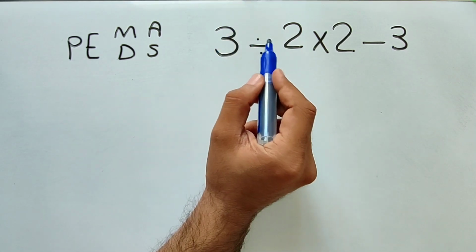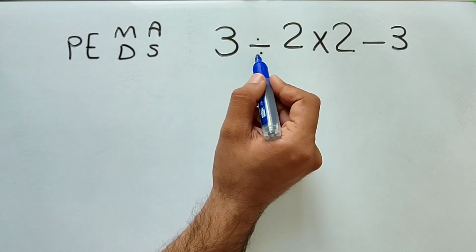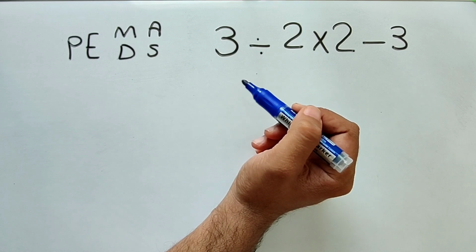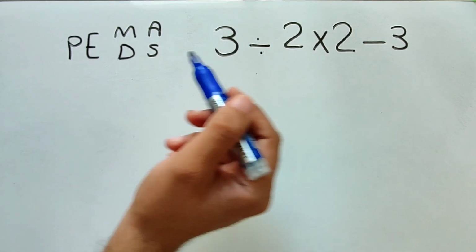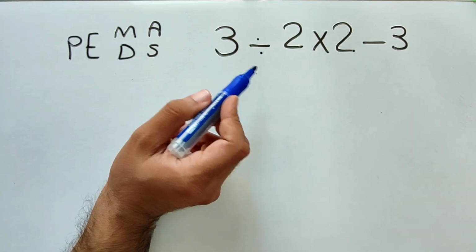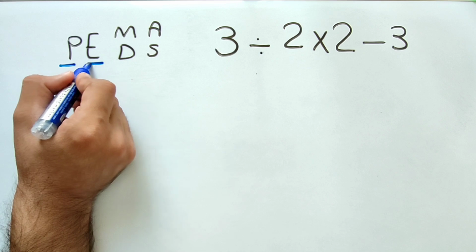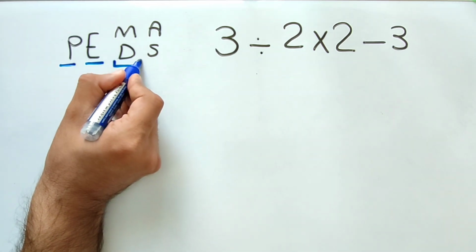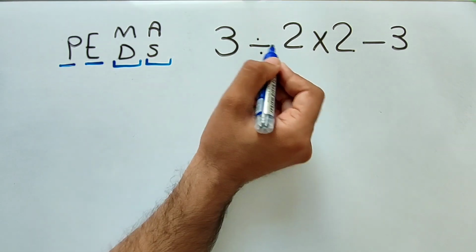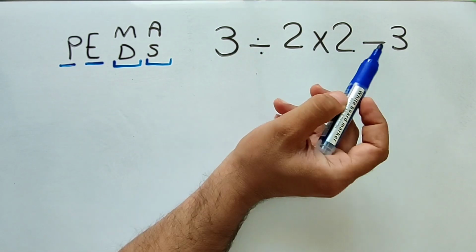We have here one math expression, 3 divided by 2 times 2 minus 3. According to the rules of mathematics, PEMDAS, we have to solve this math expression in this way. First parentheses, then exponent, then multiplication and division, and then addition and subtraction. Now we have here one division, one multiplication, and one subtraction.